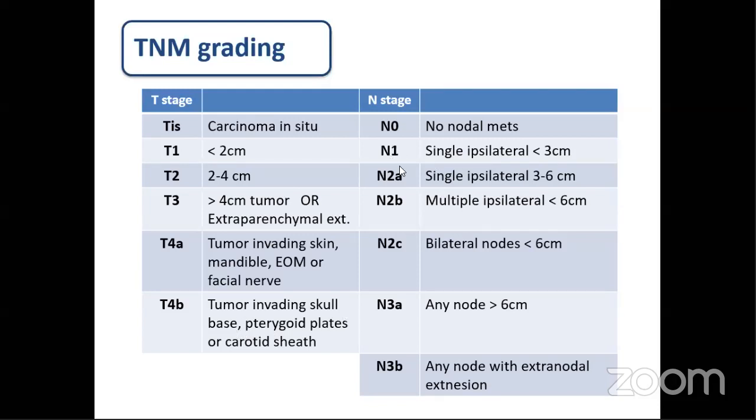Okay, the nodal stage. N1 is less than 3 cm. N2 A, B, C: all are less than 6 cm. More than 6 cm becomes N3. Okay, N2A is a single ipsilateral node of 3 to 6 centimeters. N2B is multiple ipsilateral nodes, but all less than 6 centimeters. Okay. N2C is bilateral or contralateral, all less than 6 centimeters. Okay. N3 is more than 6 centimeters.